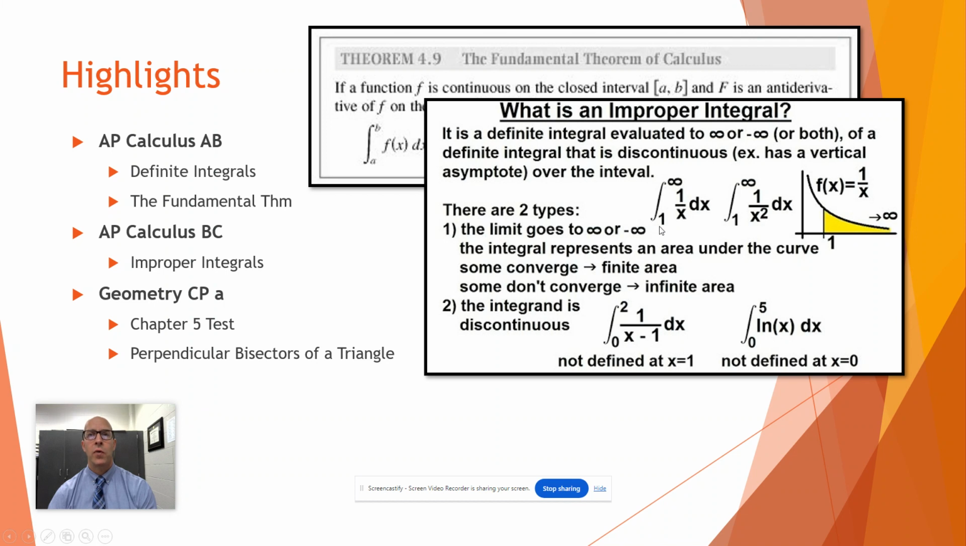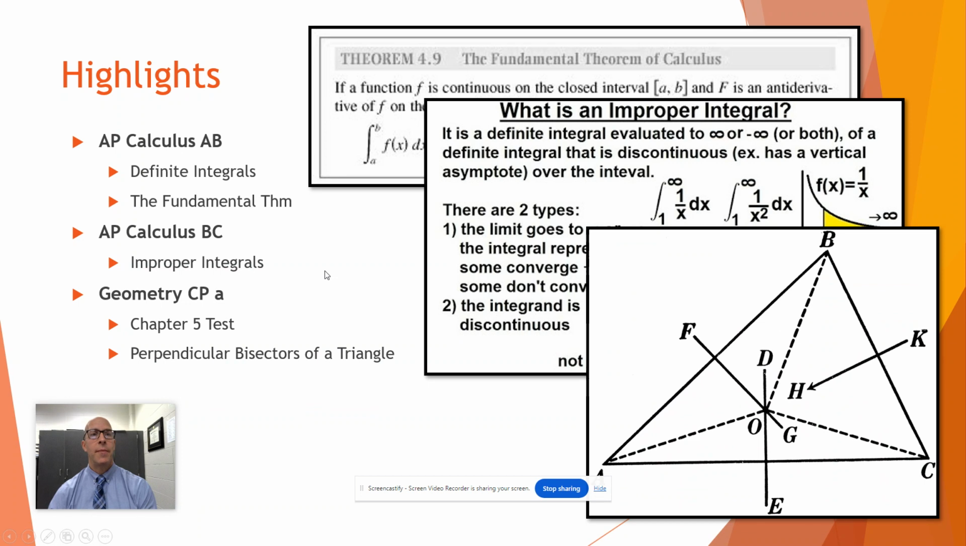So an improper integral would be a definite integral that integrates to an infinity or integrates over, let's say, an asymptote. In geometry, we have our big Chapter 5 test Tuesday and Wednesday.